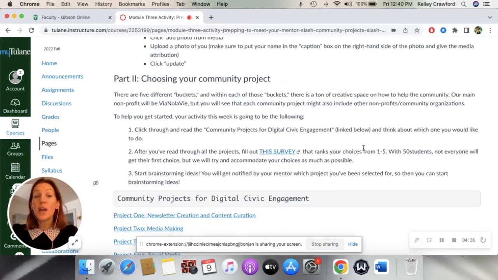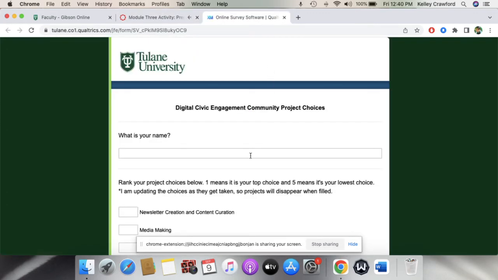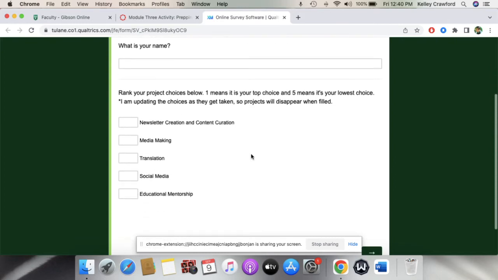Then part two is going to be your community project. I have the 5 community projects linked here. So you're going to want to click through and read each one of these projects. They're totally different. And then this survey that is linked is what you are going to rank your projects by. So put in your full name, and then you are going to rank your project choices below. 1 means it's your top choice. 5 means it's your lowest choice.